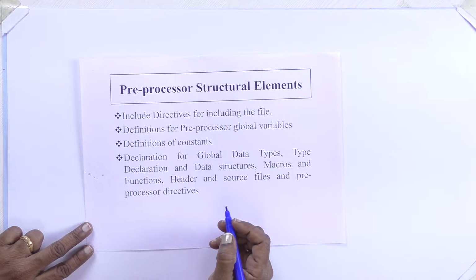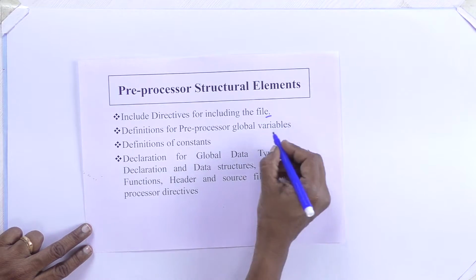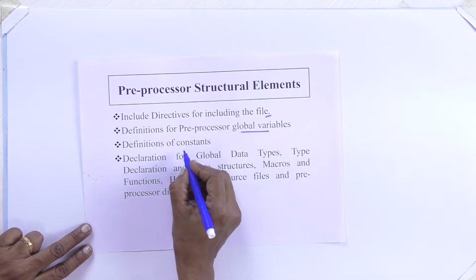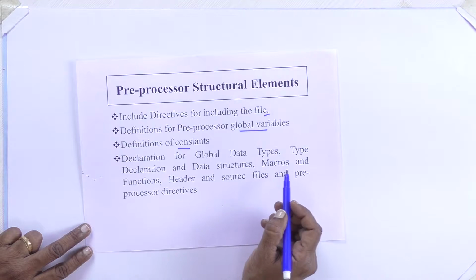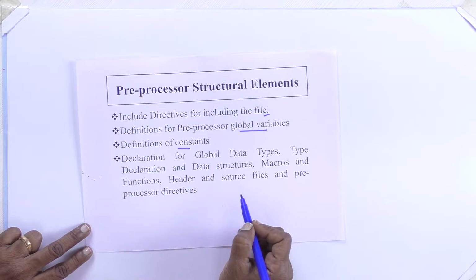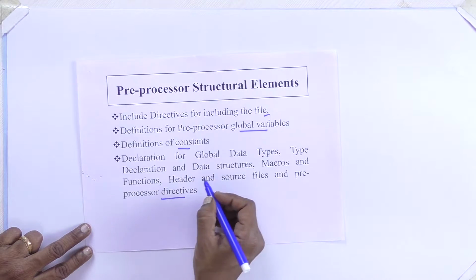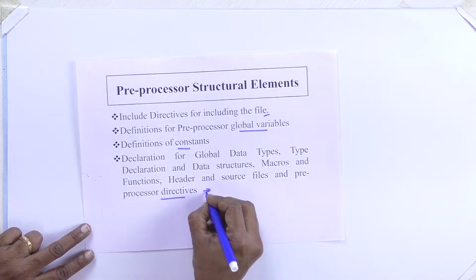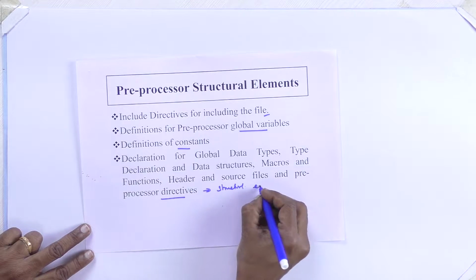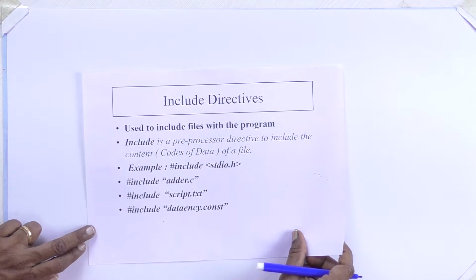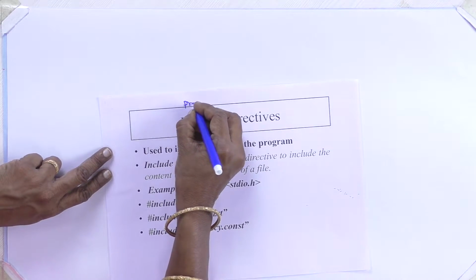The structures also include directives in a file, defining preprocessor global files, definition of constants, declaration of global data types, type declaration and data structures, macros, header and source files, and preprocessor directives, also included as structural elements. Now let us discuss in detail the preprocessor directives.